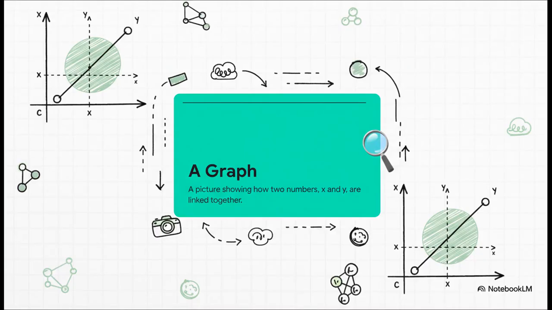So what is a graph, really? Honestly, just think of it as a picture. That's it. It's a picture that shows us the relationship, or the link, between two numbers that we call x and y. It's just a visual story about how two things are connected.